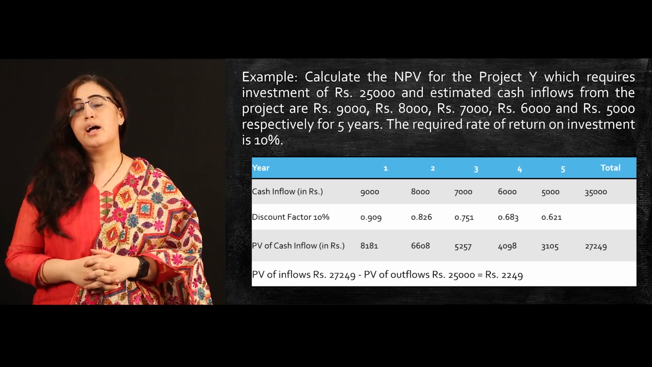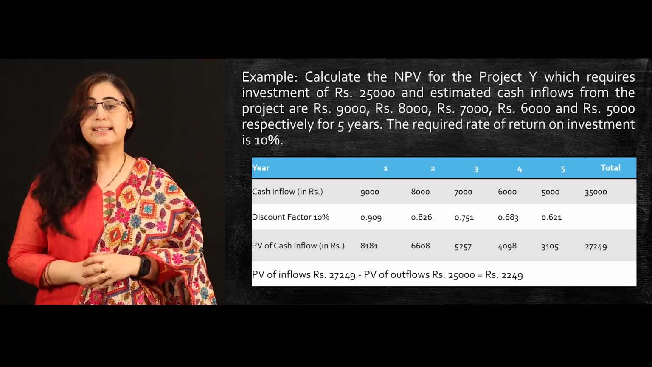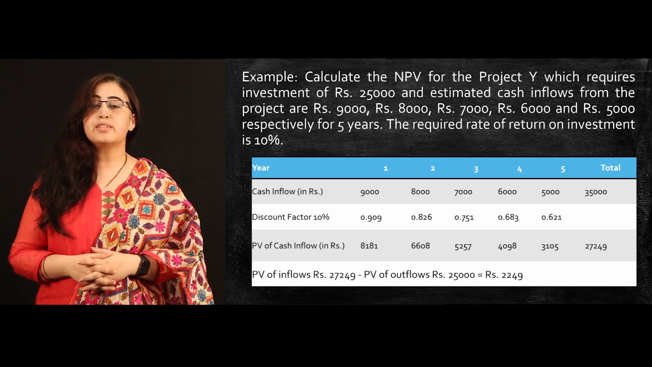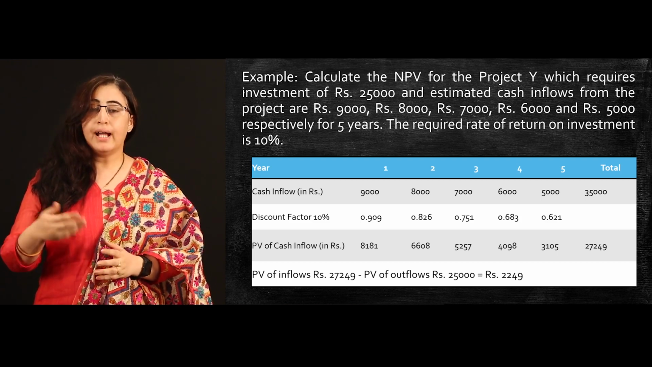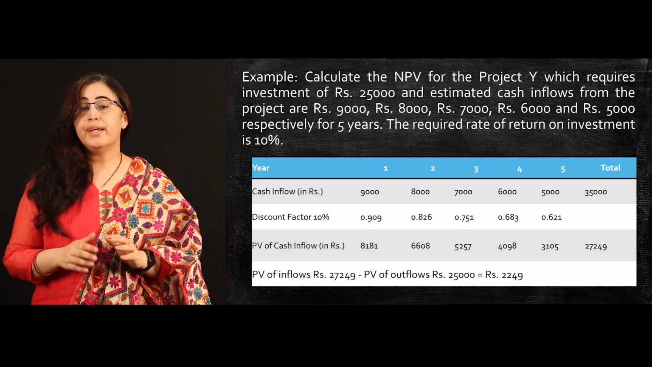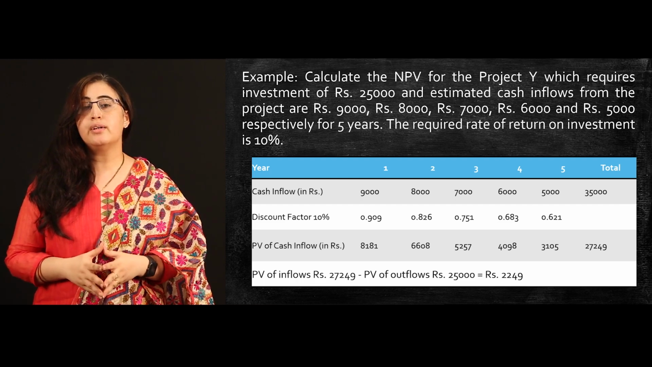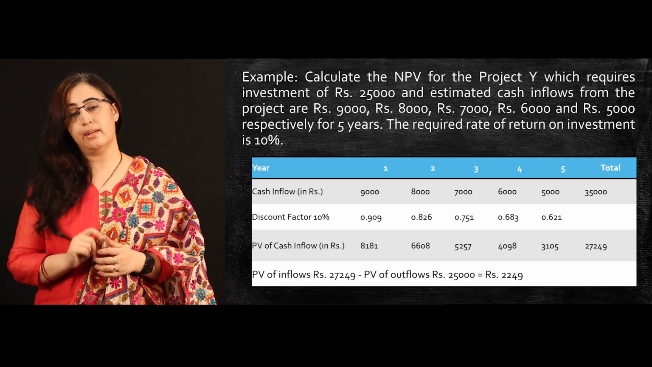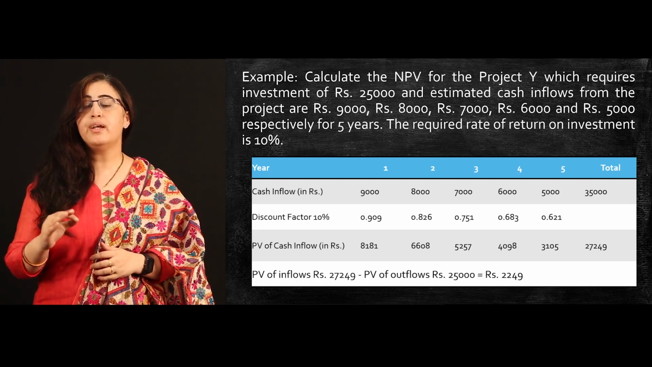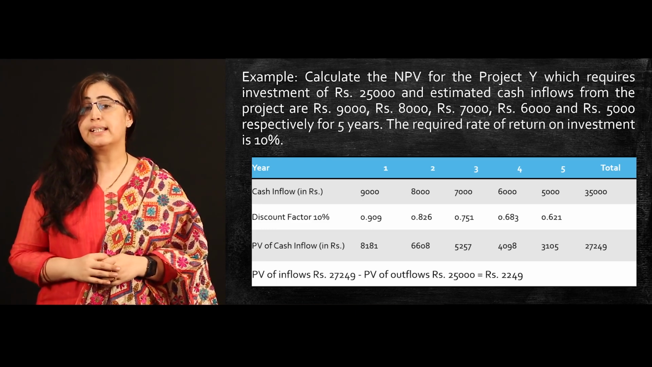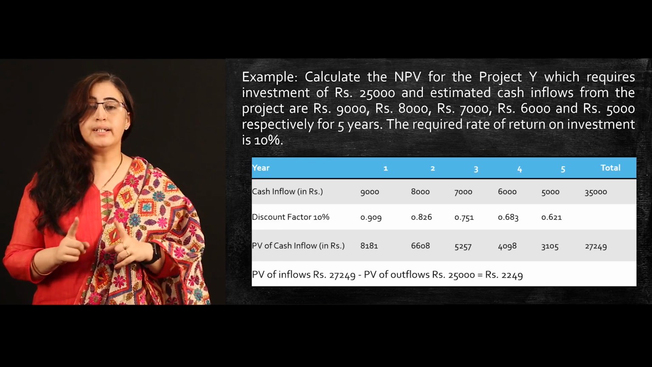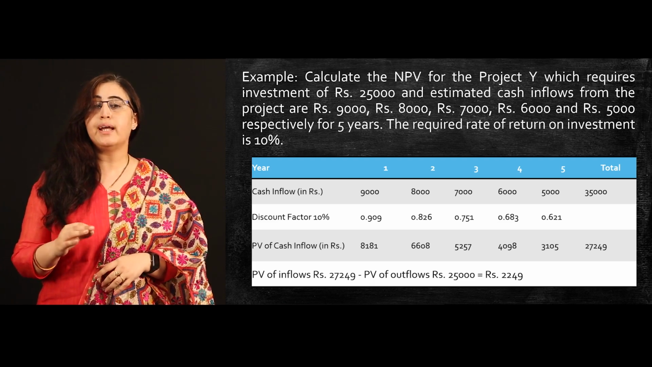So I make an Excel here. I put my inflows row-wise, that is 9,000, 8,000, 7,000, 6,000 and 5,000. The collective inflow is 35,000. But I discount this with the 10% rate of return which is given in the example. When I discounted at 10%, the first year I got the value 0.909. So how do I get this value? It's simply 1 divided by 1.10 because my discounting rate is 10%. So the value of rupee 1, if discounted at 10%, after a year becomes 0.909.